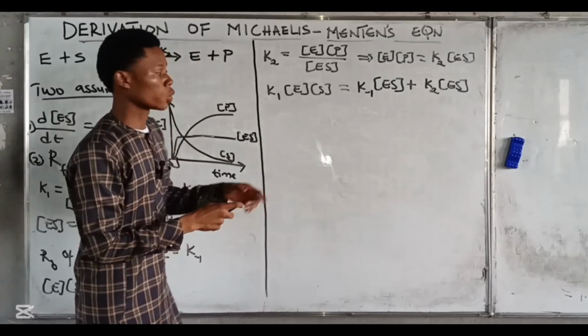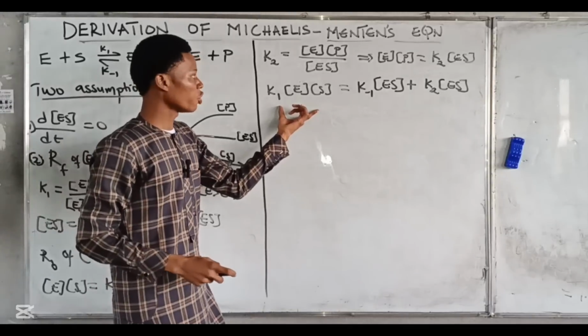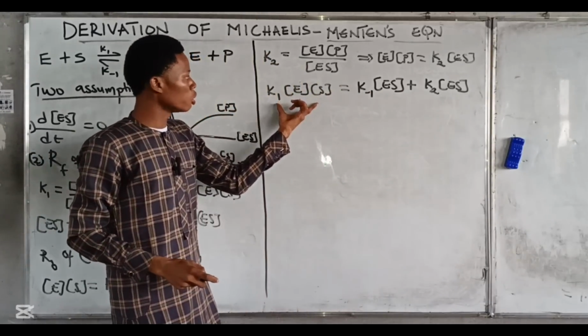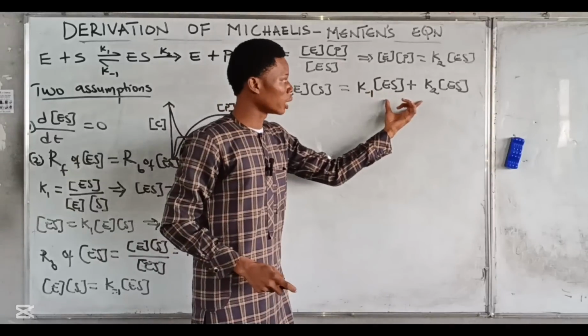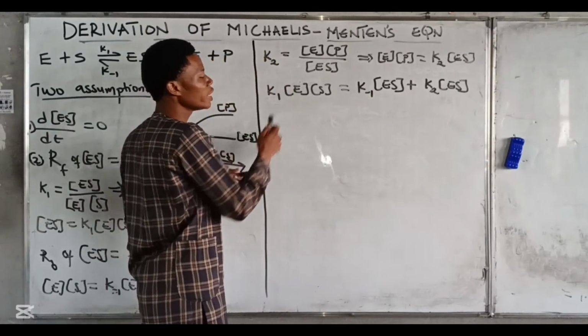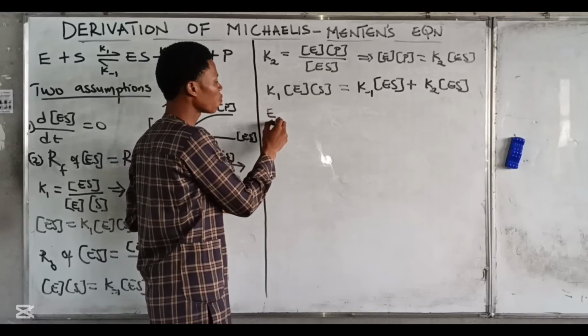So what I did here was from the second assumption that says the rate of formation of ES is equal to the rate of breakdown. And we've seen that this is the rate of formation and this is the rate of breakdown. The next thing we are going to do is this E here. This E here represents free enzyme.